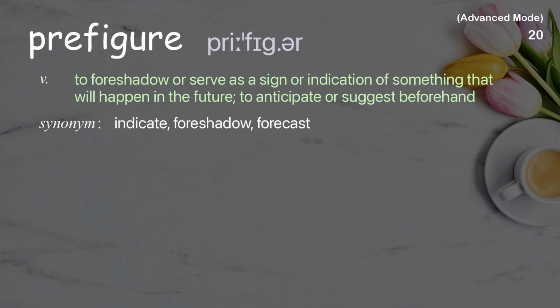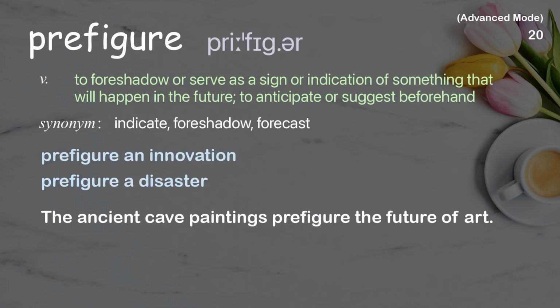Prefigure. To foreshadow or serve as a sign or indication of something that will happen in the future, to anticipate or suggest beforehand. Examples: Prefigure an innovation, prefigure a disaster. The ancient cave paintings prefigure the future of art.